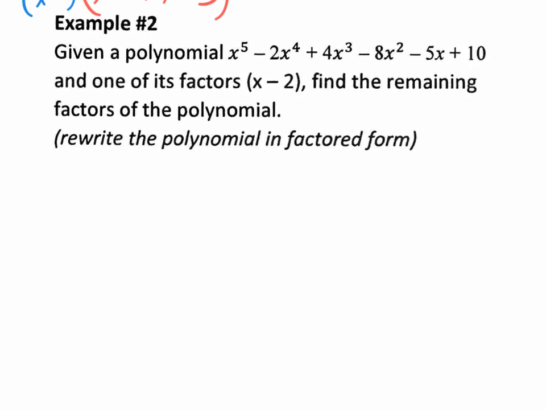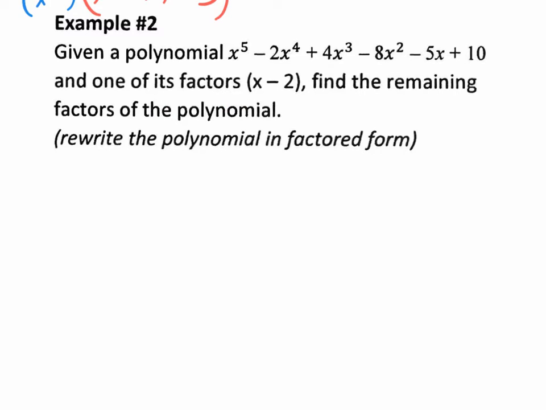Example 2. Given a polynomial, we have this huge 5th degree long disgusting polynomial, and they tell you, hey, this is a factor. They're not saying, is it a factor? If they did say, is it a factor, well, you'd plug it in and make sure your remainder is 0. They're telling you this is a factor. It says find the remaining factors.